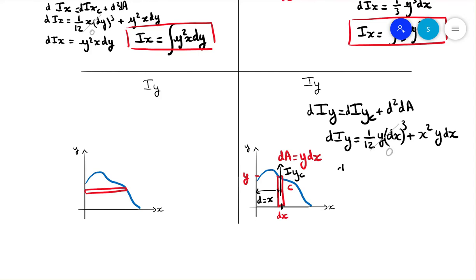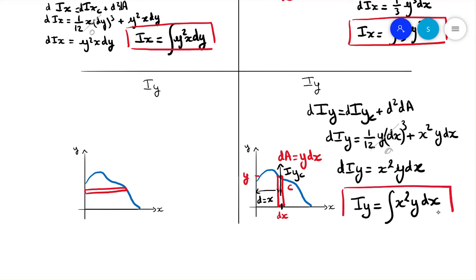And so dIy is equal to x squared y dx. So when you take the integral of all the little pieces, we have Iy equal to the integral of x squared y dx. Why did I get a cube there? x squared. Yeah, it should be units to the fourth, meters to the fourth. So that's the formula if we use vertical stripes to find Iy.